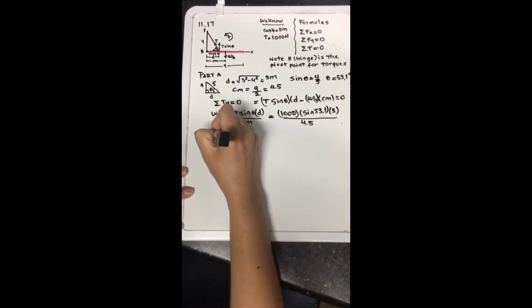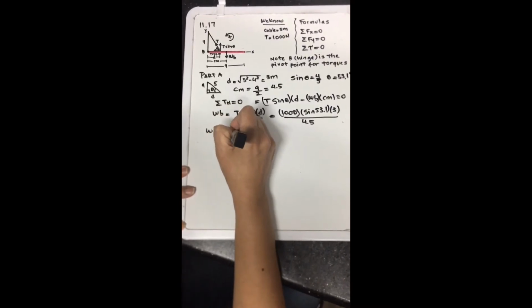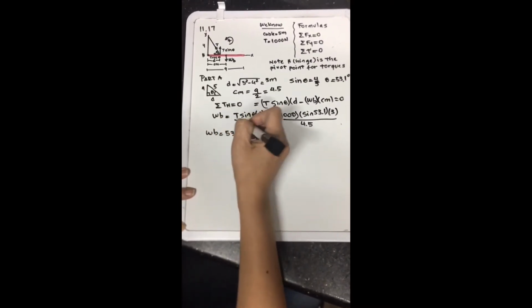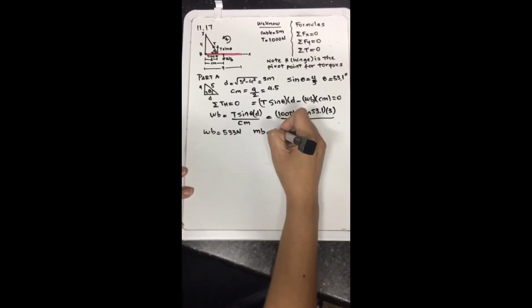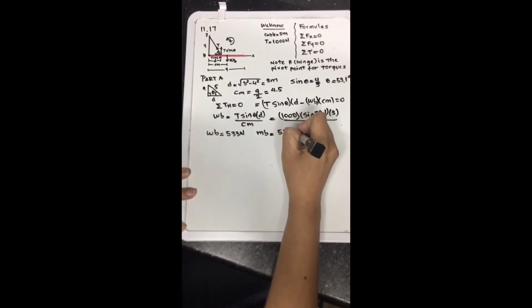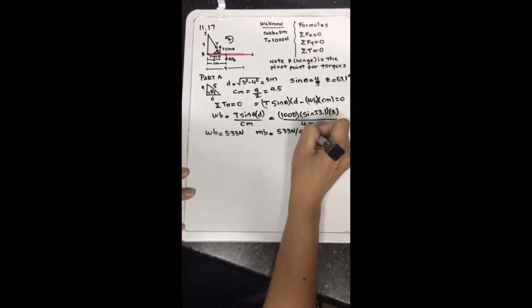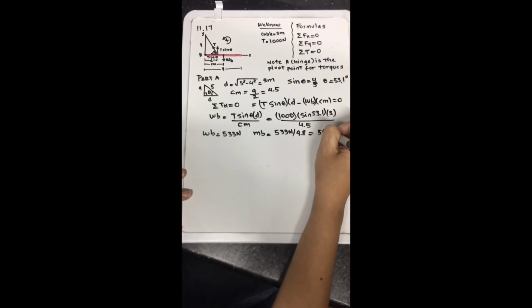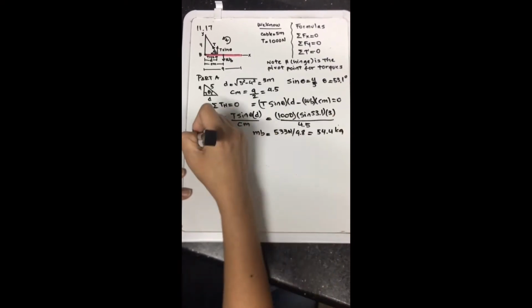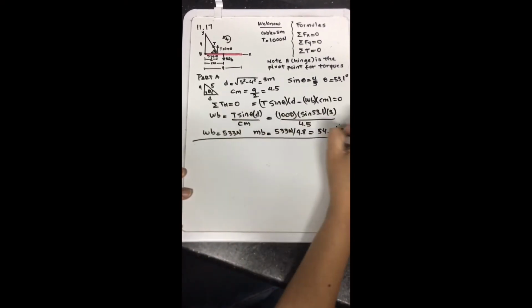So the weight of the beam is equal to 533 newtons, but we need to know the mass of the beam, which is equal to the newtons divided by 9.8, and this is equal to 54.4 kilograms. Okay, this is for part A.